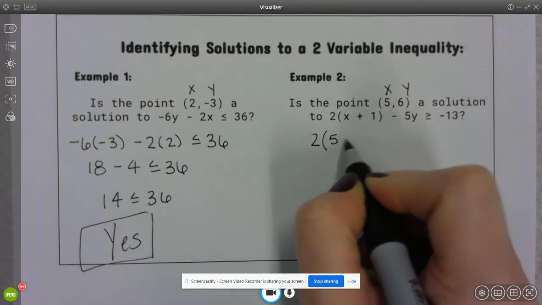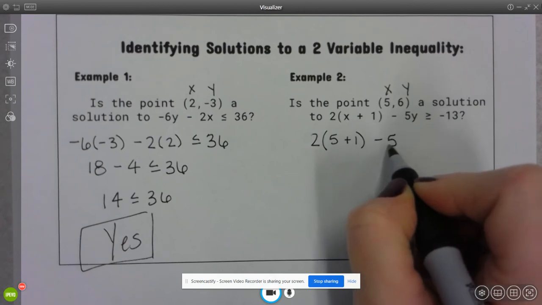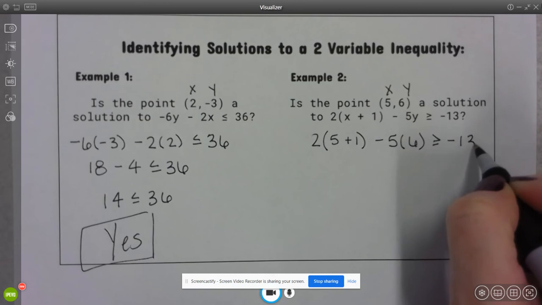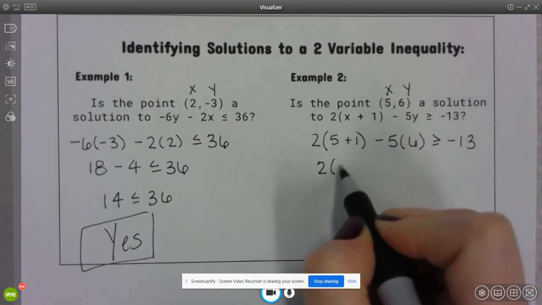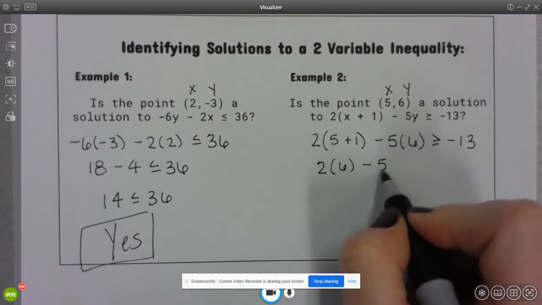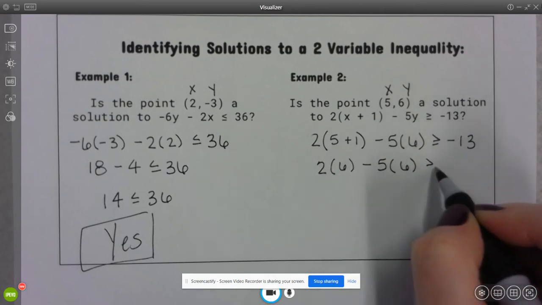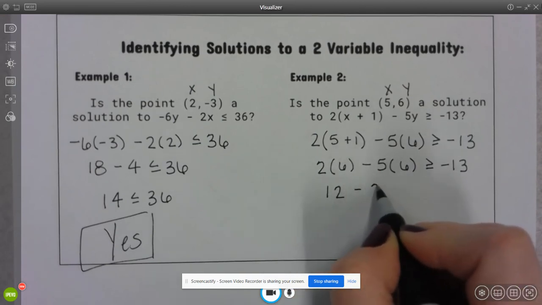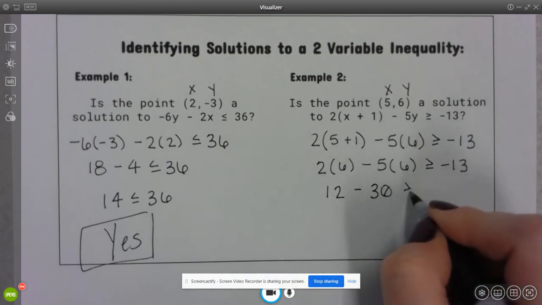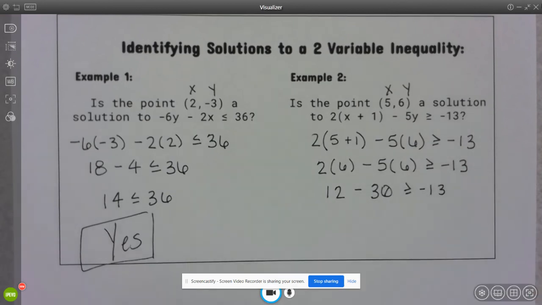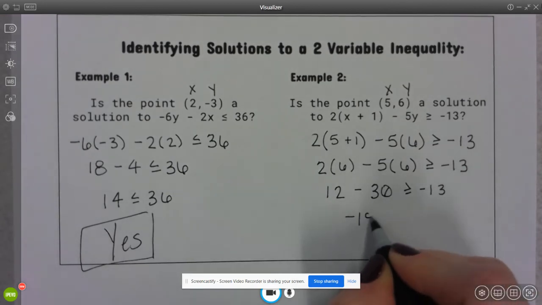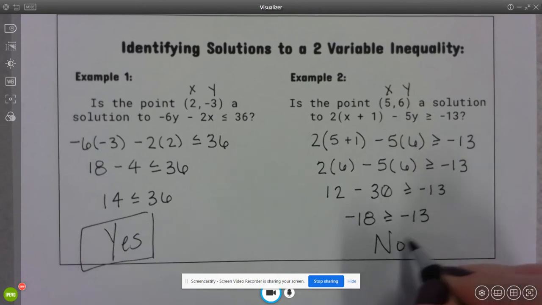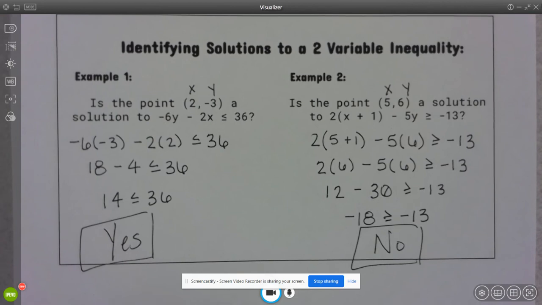So I'm going to have 2 times 5 plus 1 minus 5 times 6, and I have to see if that's greater than or equal to negative 13. Well, this would be 2 times 6 minus 5 times 6. Well, this would be 12 minus 30. It's not looking too good because this gives me negative 18, and this is false. So our answer would be no.